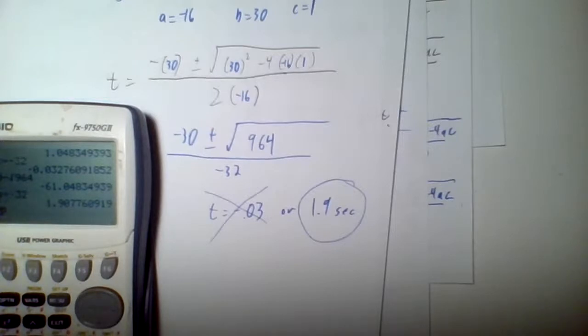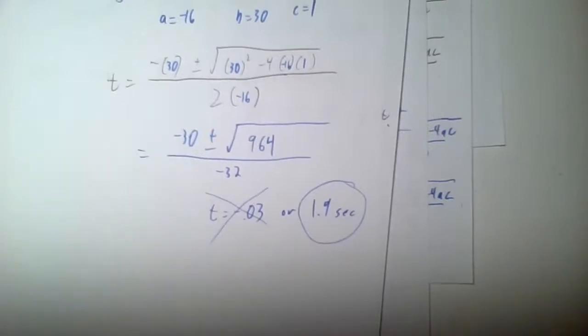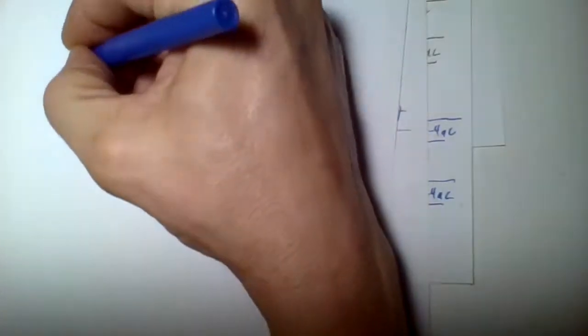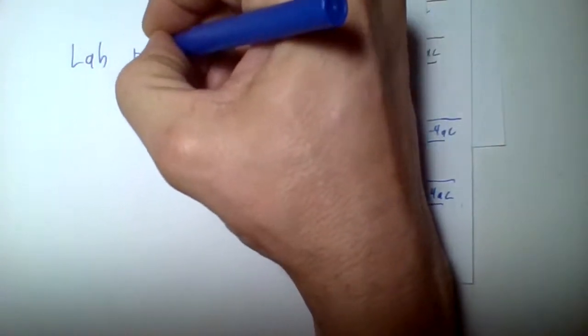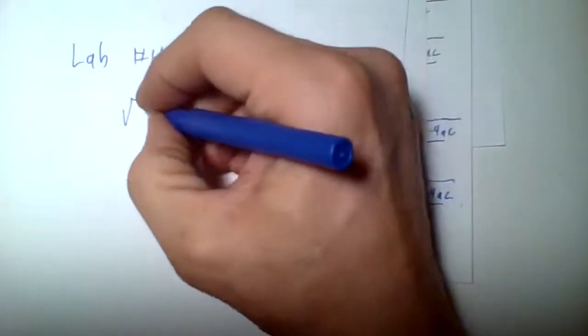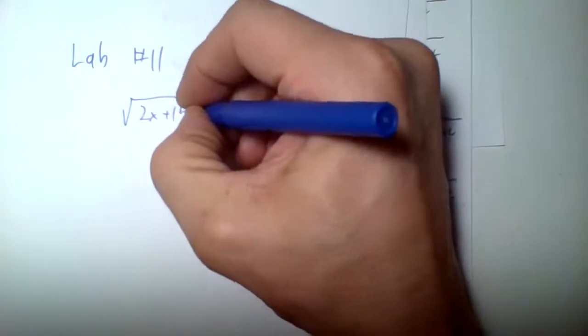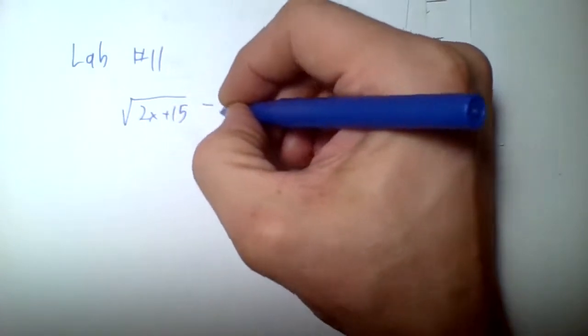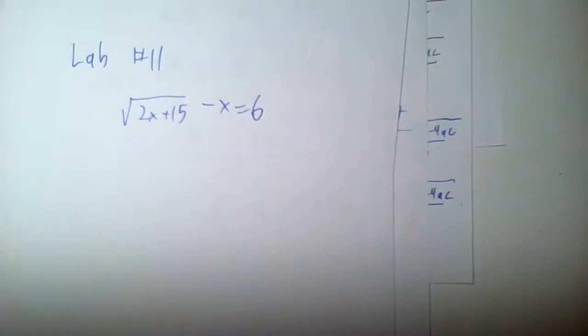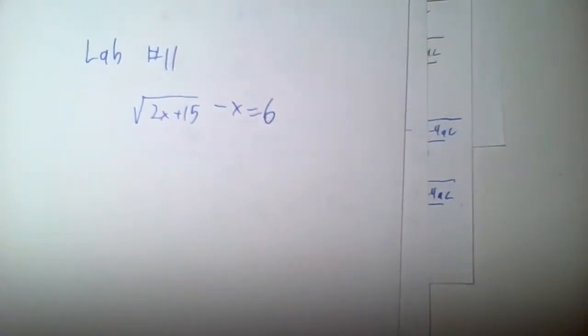Okay, here's a good example. Number 11 from the lab. This is the one that was on the lab. I want to see how that comes out, and then I'm going to come back and mess with it and see how it could come out a little different.